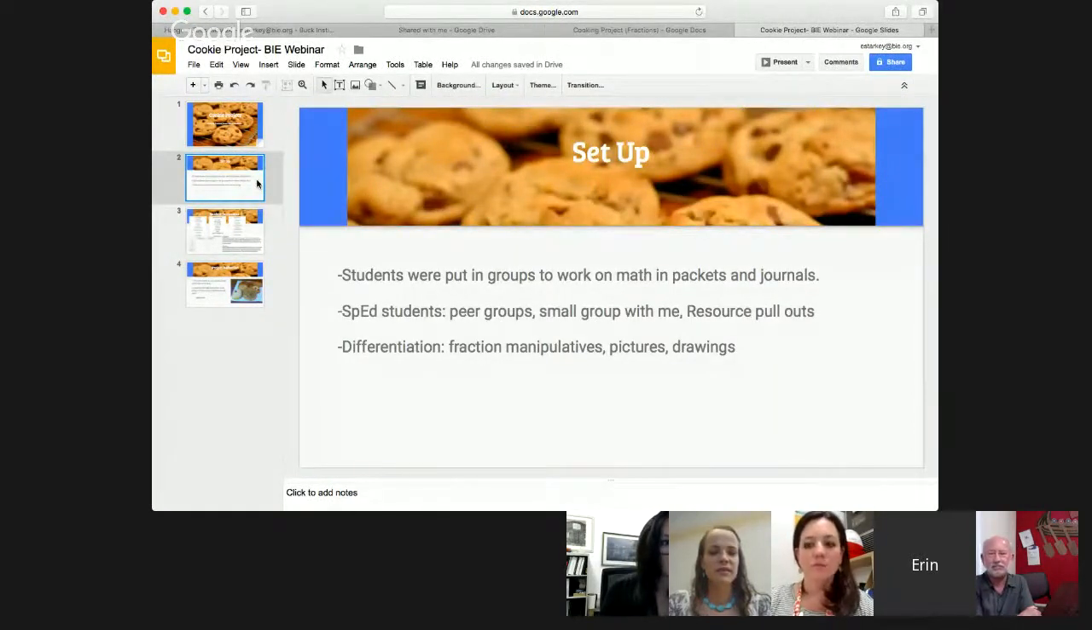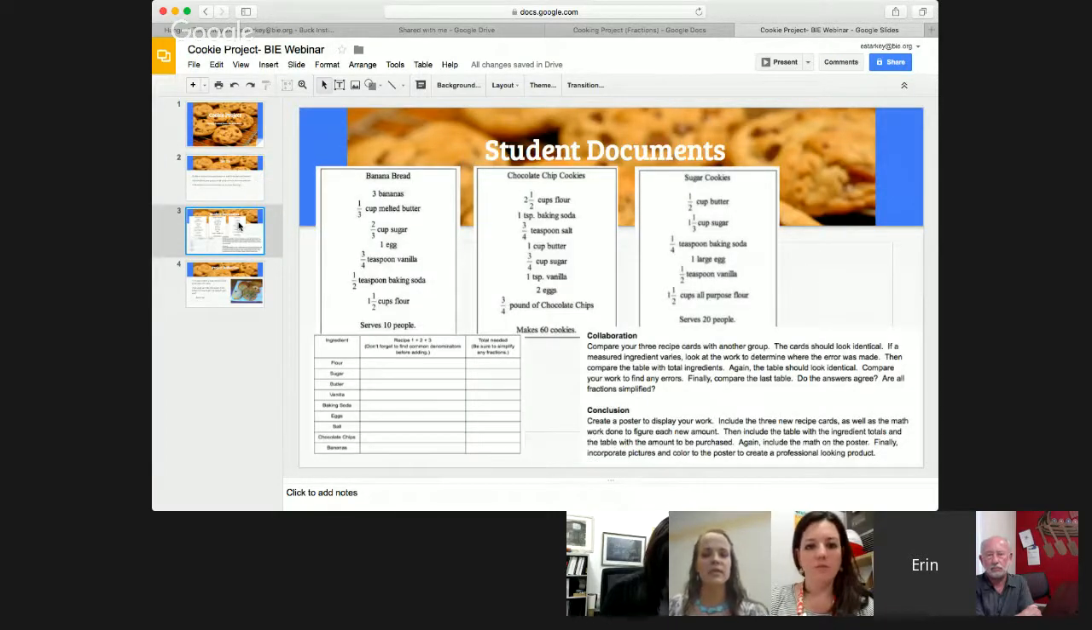Okay, so we put them into groups, and then special education students were grouped with their grade level peers, and then also met with me, and then they got their resource pullout. So we met them at every level, exposing them to 5th grade content, and then also giving them the math on their level. We also used fraction manipulatives, pictures, and drawings throughout the project for any students that needed it. So it hit the needs of English language learners as well as your grade level students.